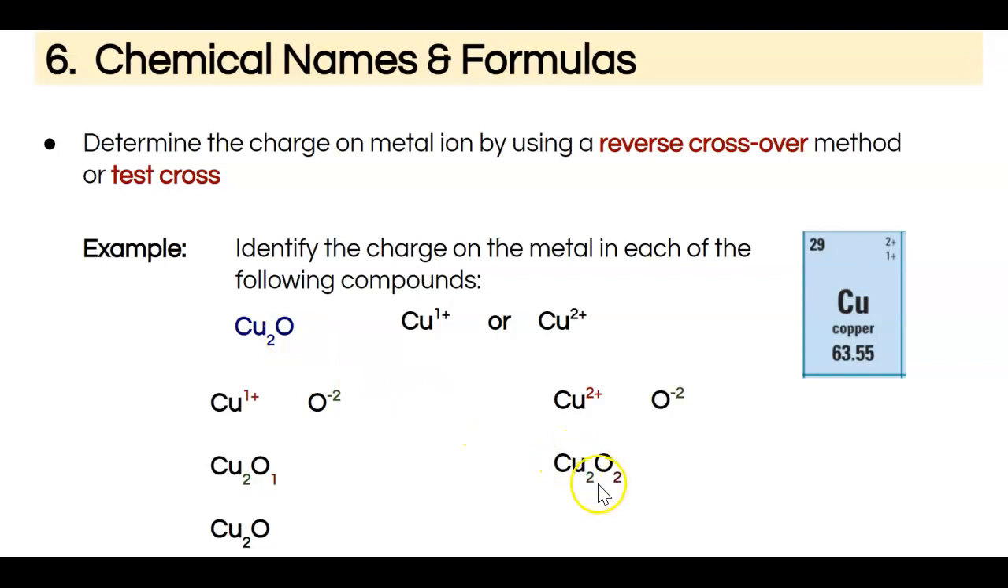I get Cu2O2. Now, this being an ionic compound, I want to reduce this to lowest terms. A 2-to-2 ratio is the same as a 1-to-1 ratio. So I end up with CuO.